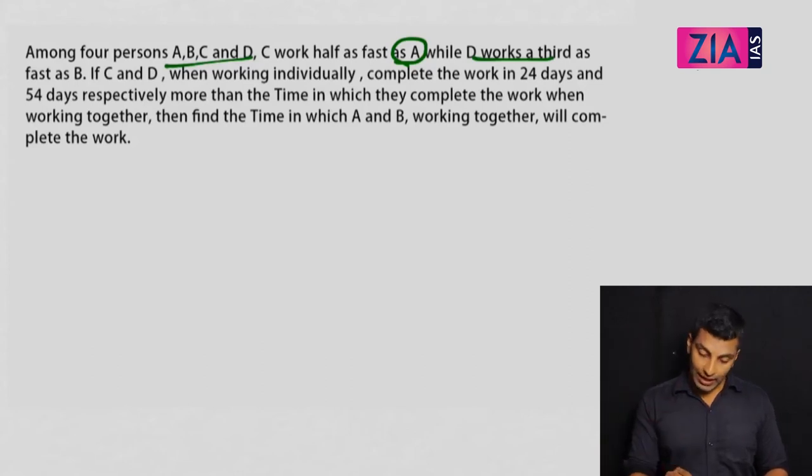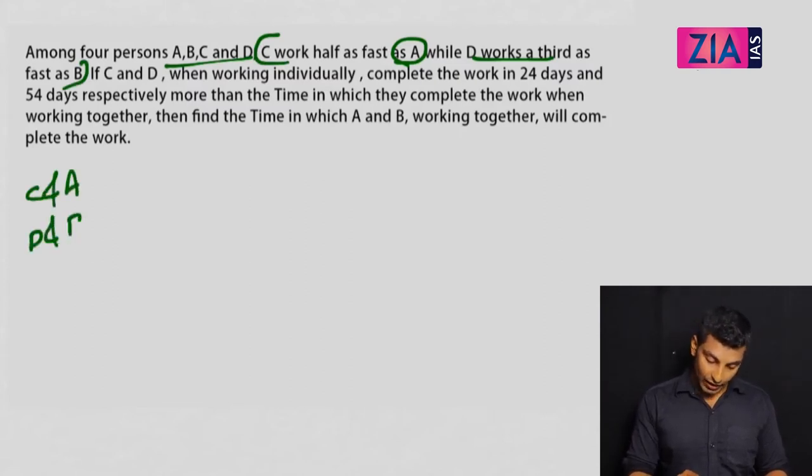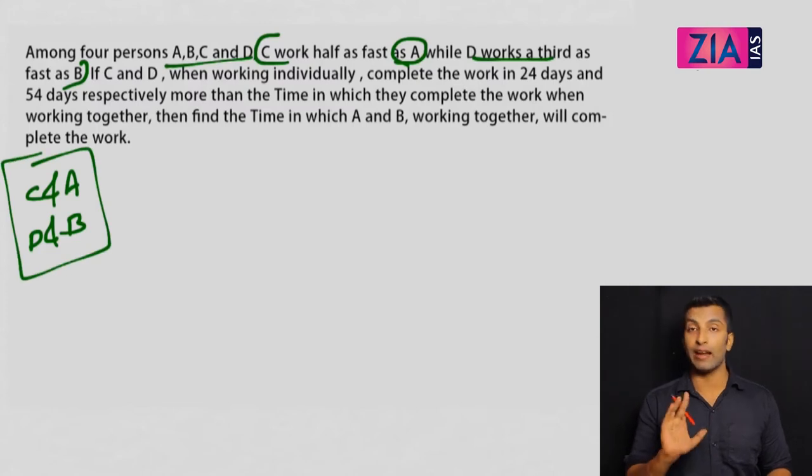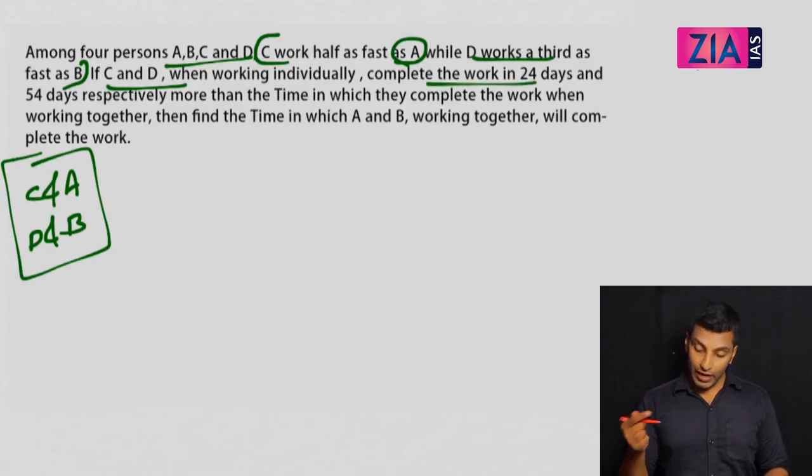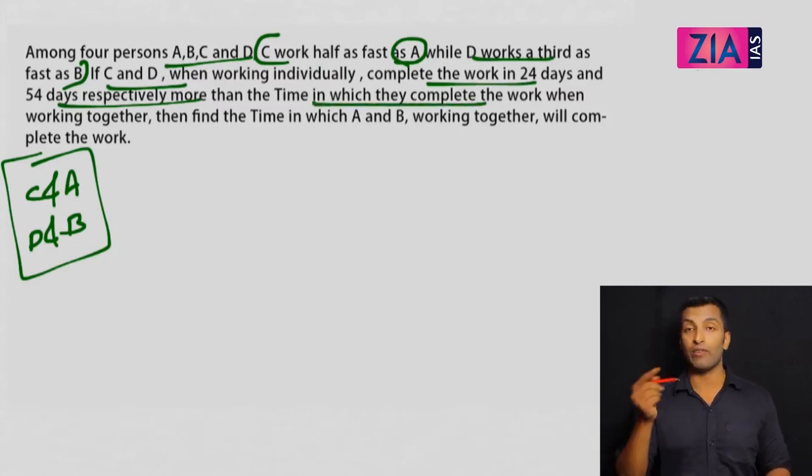Okay, so that is one relation given. So the relation between C and A and the relation between D and B is given. That we may need to apply towards the end. Let's see the question. If C and D, when working individually, complete the work 24 days and 54 days respectively more than the time in which they complete the work when they are working together.